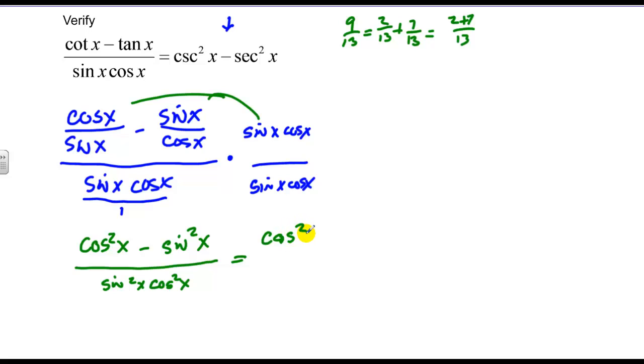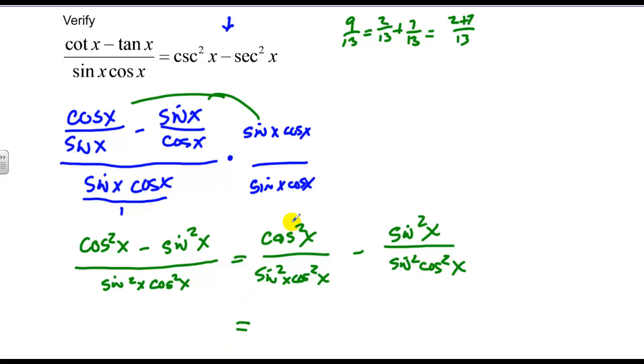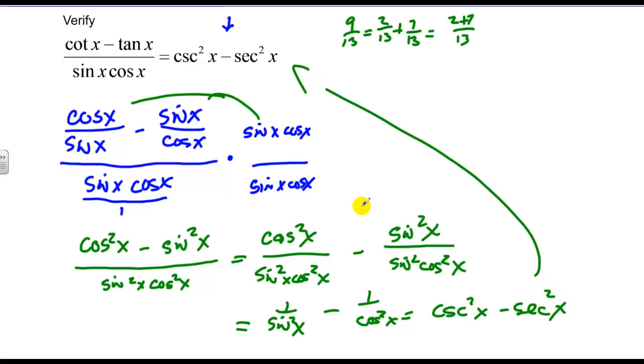Cosine squared of x over sine squared cosine squared minus sine squared over sine squared cosine squared. So now you'll notice these are separate fractions, and I can go ahead and reduce because there's no subtraction to reduce across. This ends up as 1 over sine squared, and this ends up as 1 over cosine squared. What do you know? 1 over sine squared is cosecant squared. 1 over cosine squared is secant squared, which is exactly what I was trying to get to.